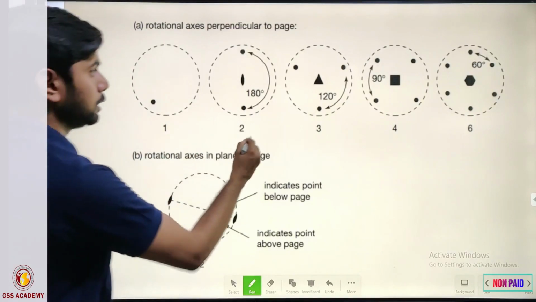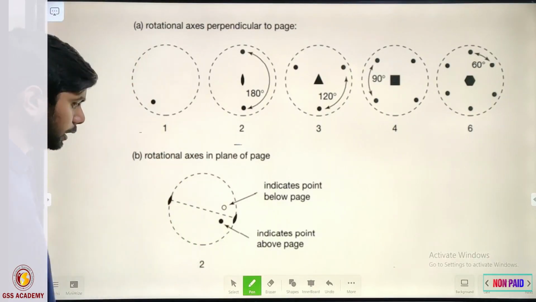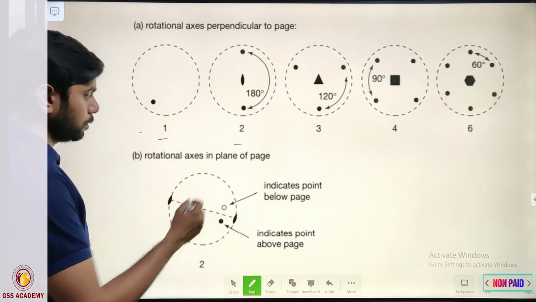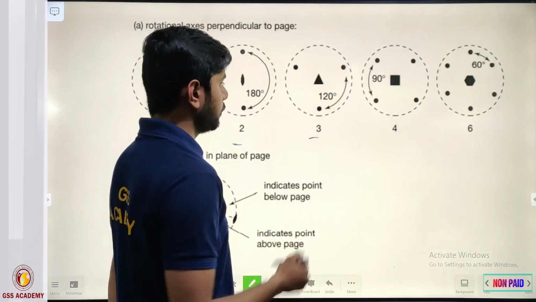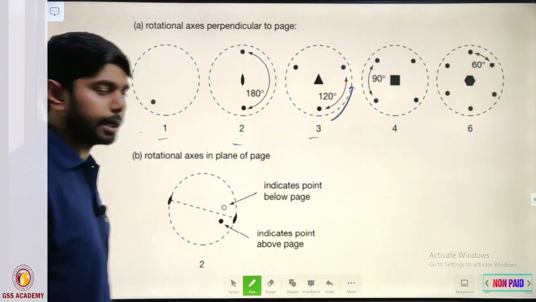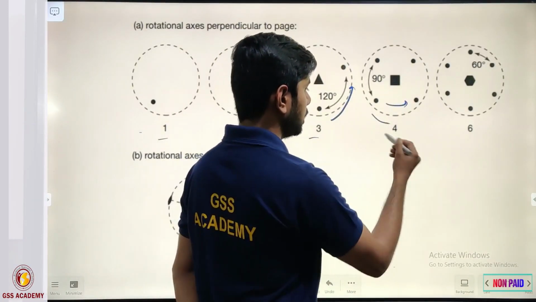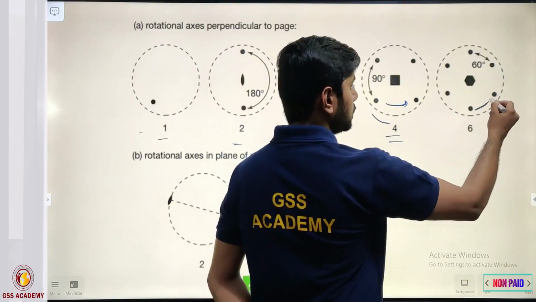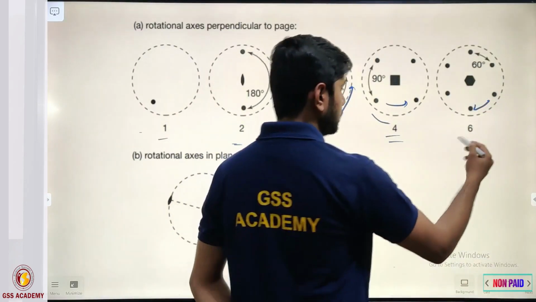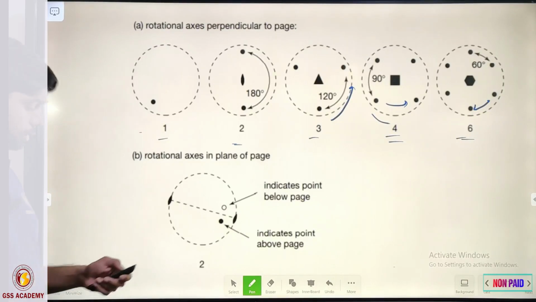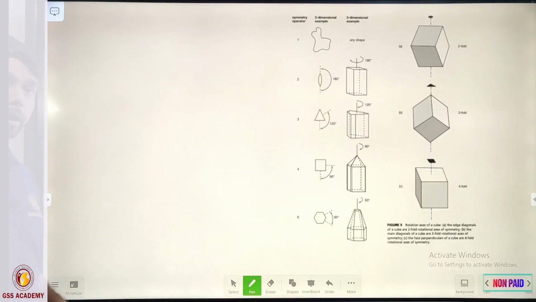Okay, here is the explanation for the different folds. This is one fold, which I have already shown you. This is two-fold, this is three-fold. After rotating it to 120 degree we are getting the same phase. After rotating it to 90 degree we are getting the same phase, that is four-fold. After rotating it to 60 degree we are getting the same phase, that is six-fold axis of symmetry. And this one is for the rotation of axis.